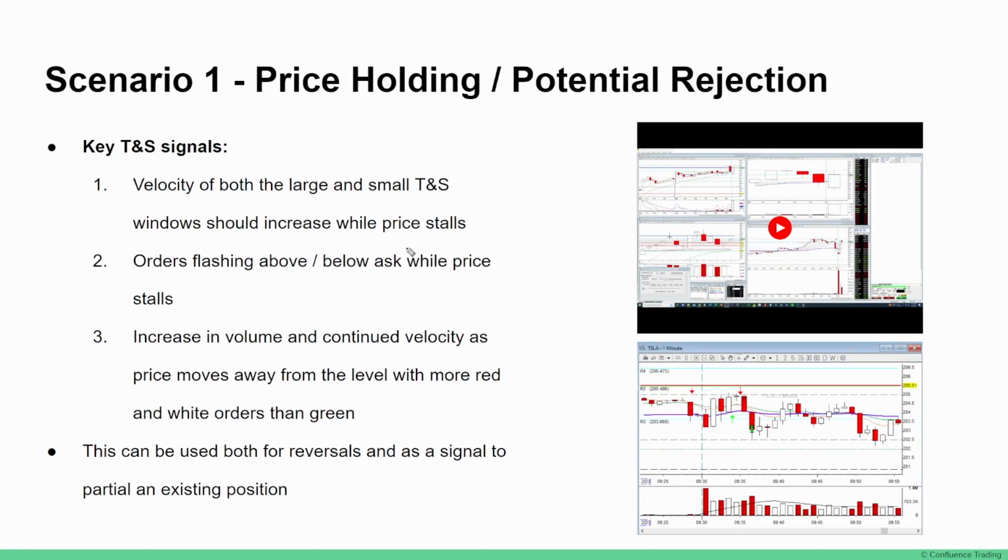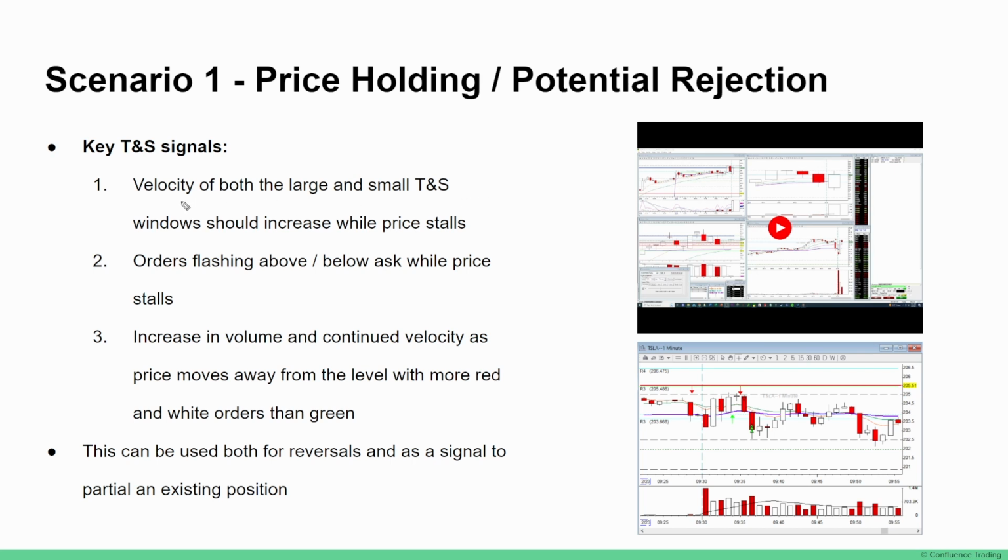Okay, so the first scenario that we're going to take a look at is price holding or potentially rejecting a key level. As you'll see in section 2 of this course, a lot of my strategies are based around either the acceptance or the rejection of a key level. So in this scenario, we're looking at what happens on your time and sales window when you get a rejection of that level. Again, I'm not looking at my time and sales until we get to that level and I see volume anomalies and the other things that we've learned about previously in this course.